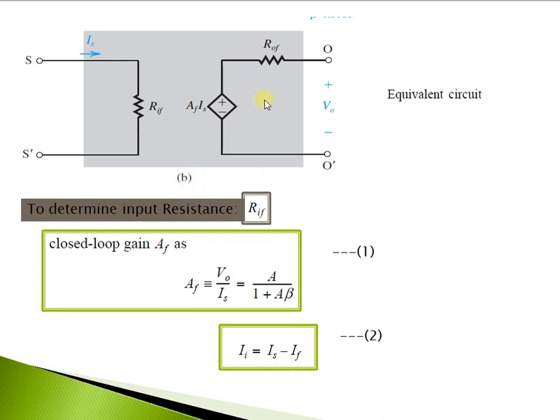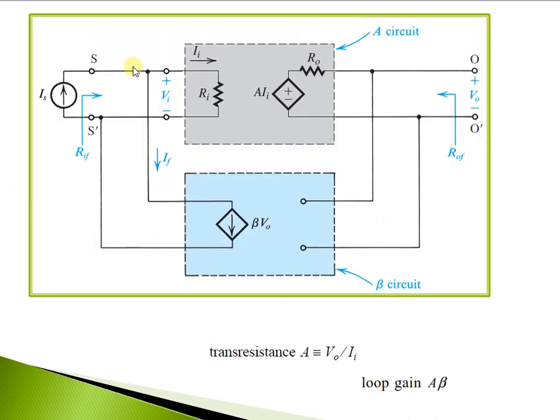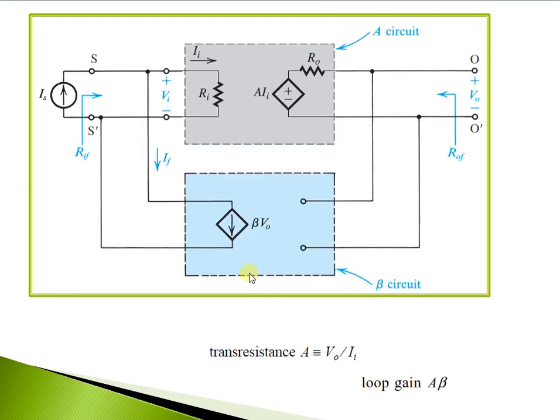The equivalent circuit of the previous feedback topology that we have seen is drawn here in figure B. This equivalent circuit will be very useful in order to compute the input resistance with feedback, denoted as Rif, and the output resistance with feedback, denoted as Rof. To determine the input resistance, the shunt connection seen at the input will cause the feedback current If to subtract from Is. That is why we have denoted Ii equal to Is minus If, and this Ii appears at the input of the A circuit.